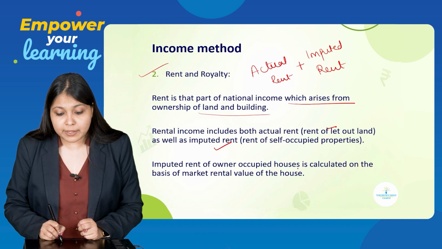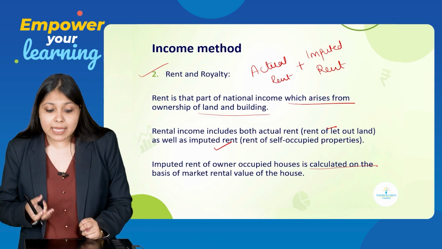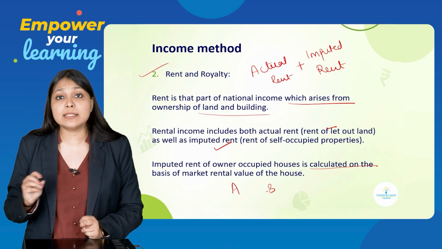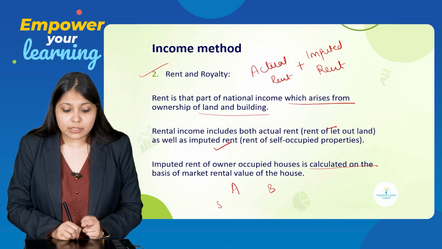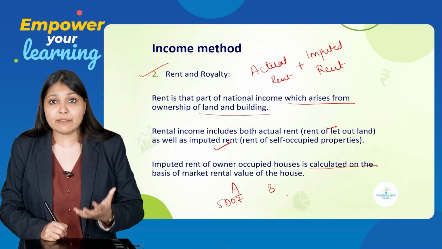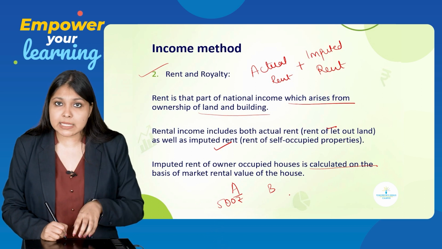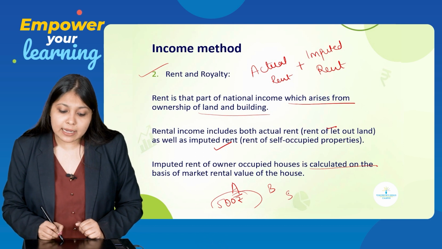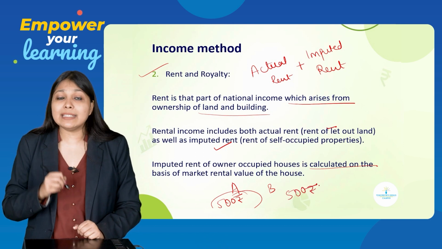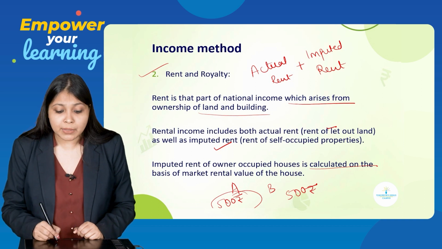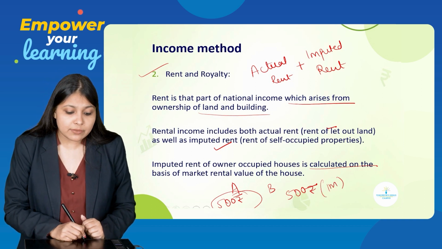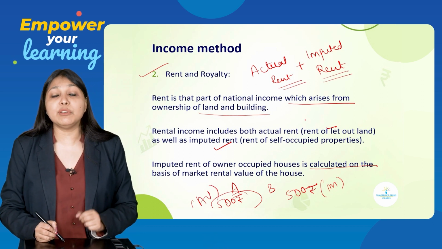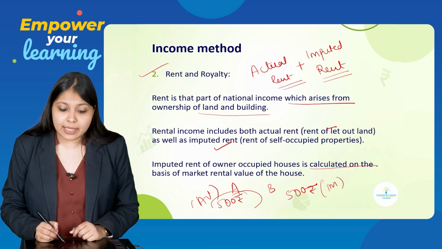Imputed rent of an owner-occupied house is calculated on the basis of the market rental value of the house. If houses A and B are situated at the same place and A has to pay rent of 500 rupees, but B is living in a self-occupied house, he is not staying on rent. But the market value of the house is 500 rupees. So we will consider 500 rupees, and that will also be included in national income. This will become your imputed value and this will become your actual value. So both actual rent as well as imputed rent will be included while computing national income.